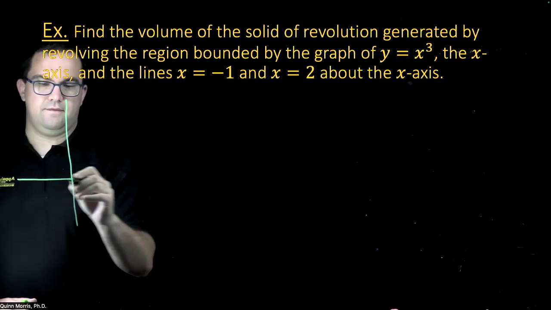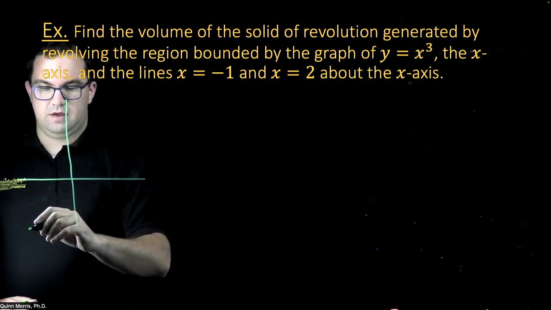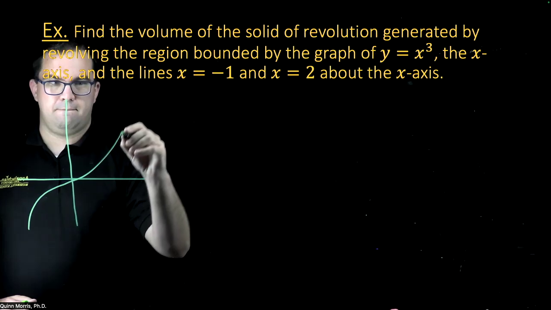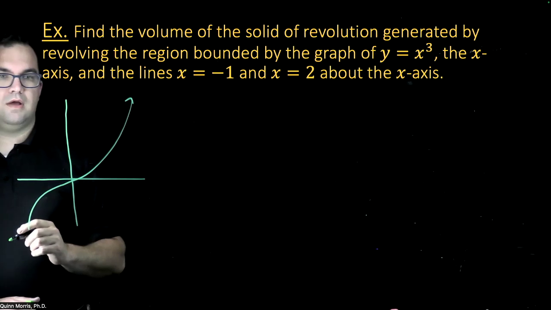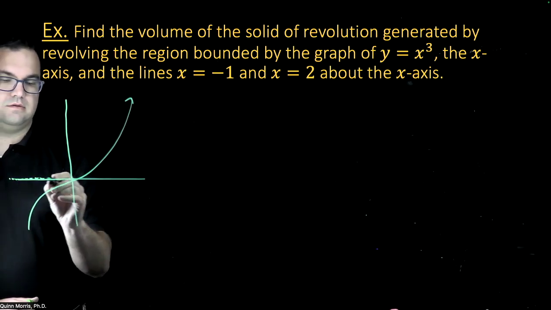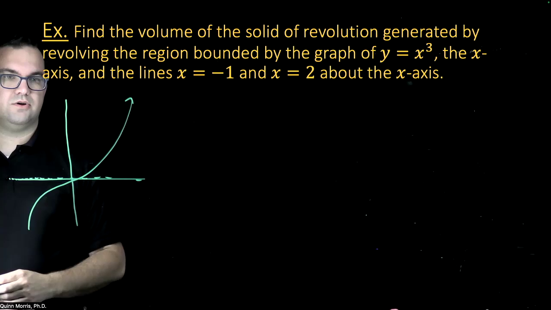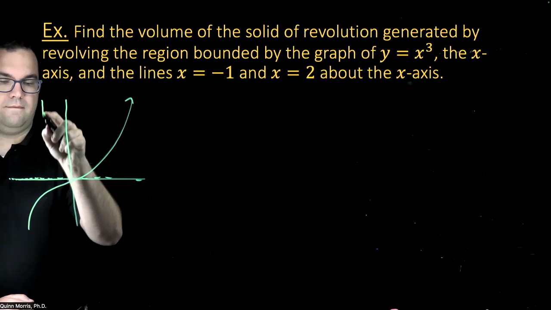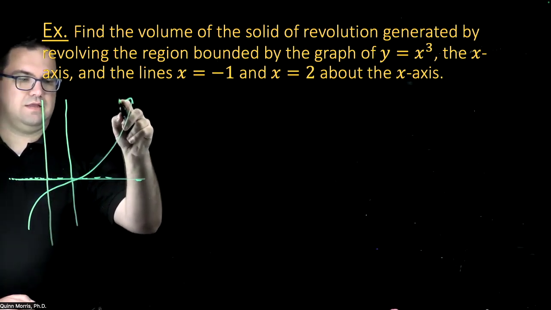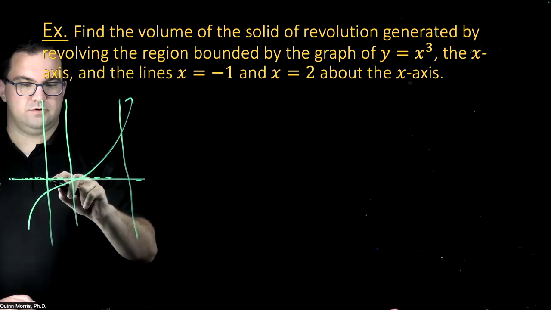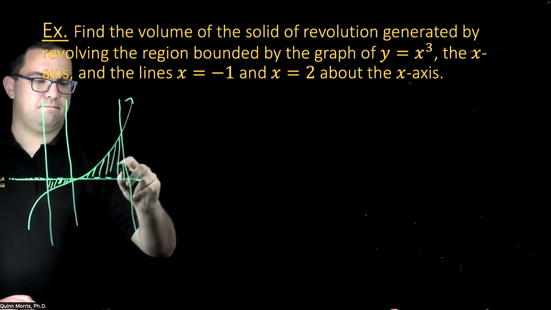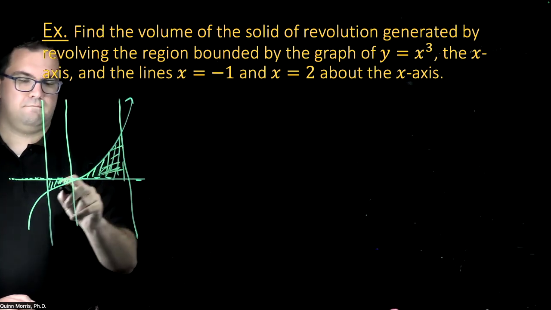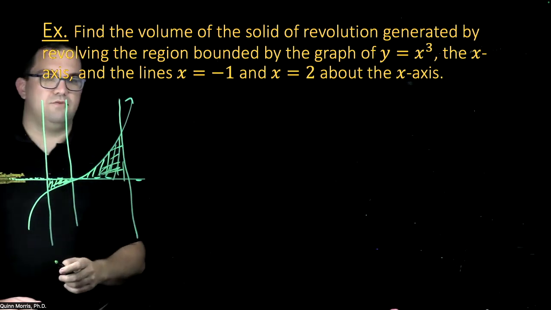Okay. So here we're going to start. We're going to take the graph of x cubed. And so that's my x cubed. I have the x-axis. That's easy because it's already sitting there. The line x equals negative 1 would be like this. And then x equals 2 would be over here. So the region we're looking at is the shaded region here.